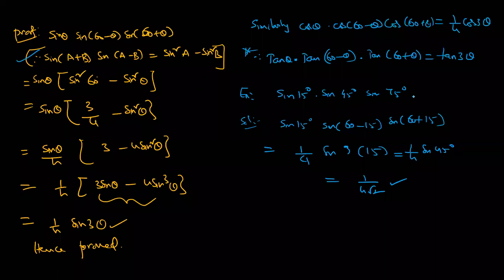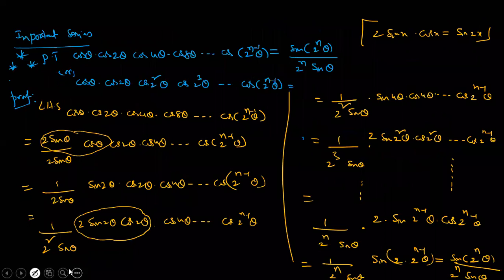So what is the question? Sin 15 degrees, sin 45, sin 75 degrees. What is the answer? So we are getting the answer 1 by 4 root 2.